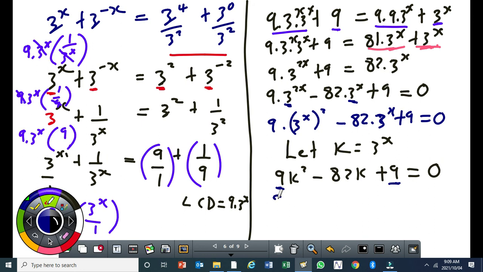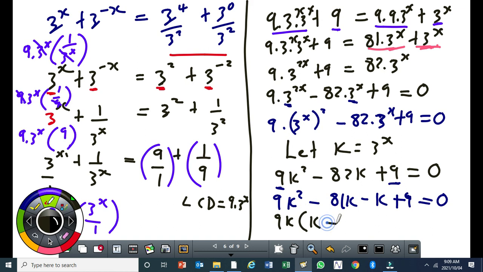So this becomes 9k squared minus 81k, minus k plus 9 equal to 0. Okay, it looks scary, but it's not. Then this becomes 9k times (k minus 9), and that one becomes minus (k minus 9) equal to 0.